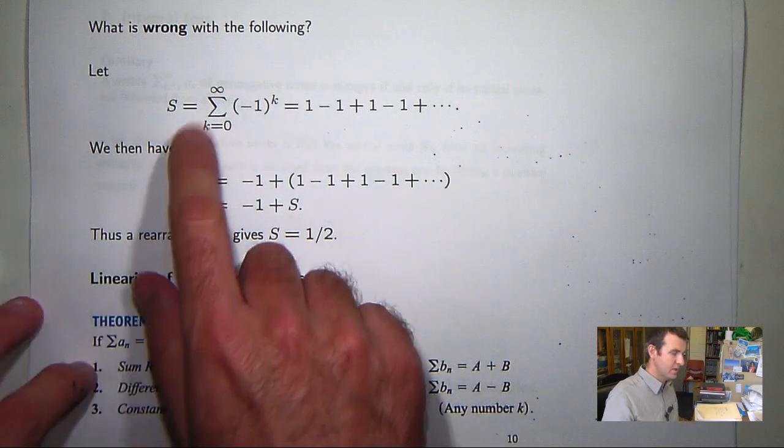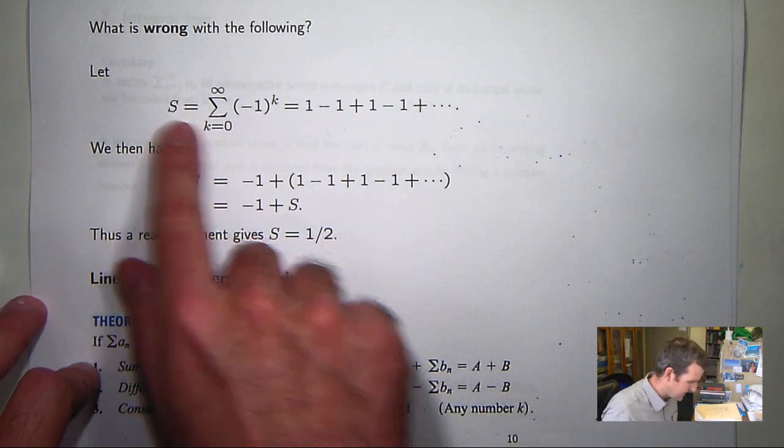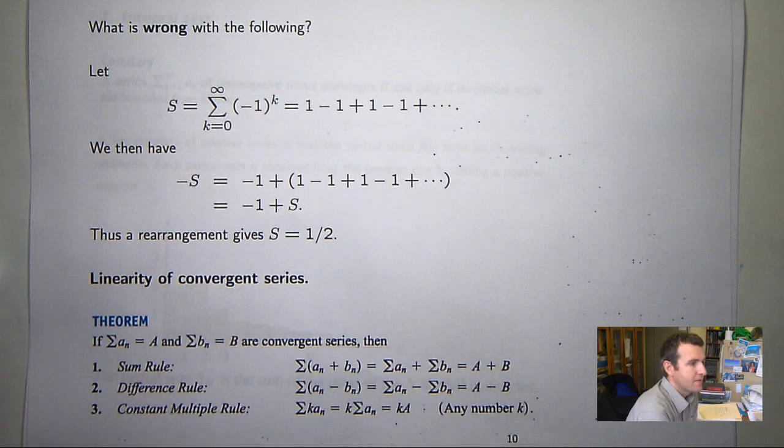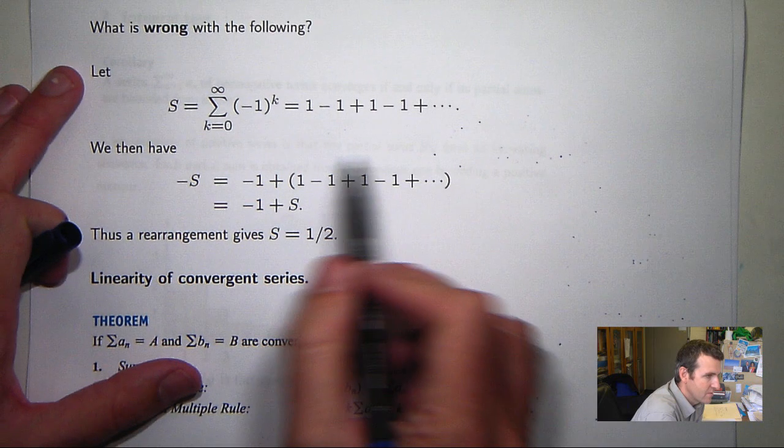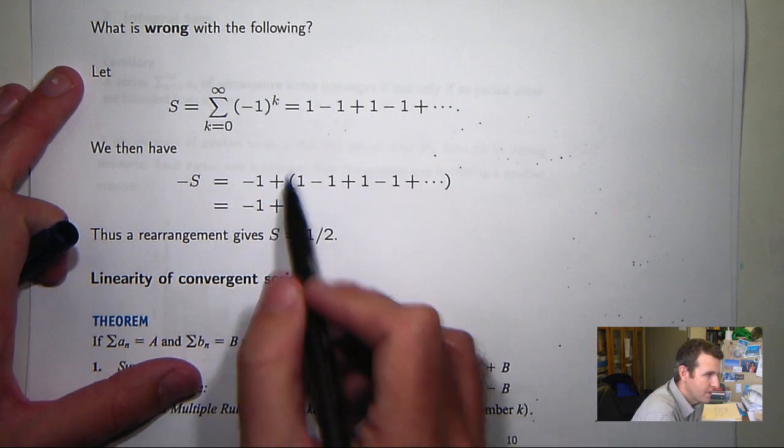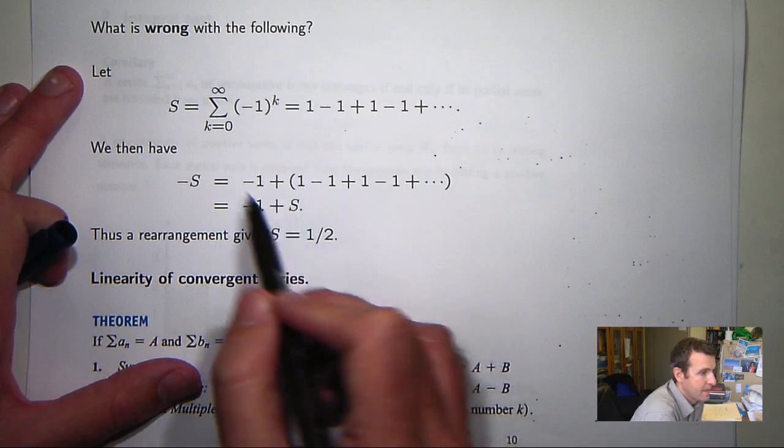All right, so let's have a little play with this nth term test, and I've given you the following question. What's wrong with the following? So let's let S represent this series. So I've got sigma minus 1 all to the k from k equals 1 to infinity, and I've written some of the terms out. So it's 1 minus 1 plus 1 minus 1 plus 1 minus 1 plus 1 and so on.